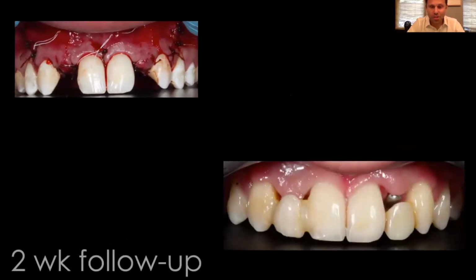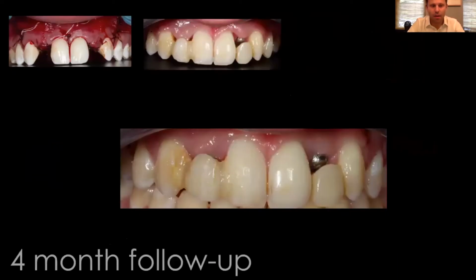So this is what the tissue looks like 2 weeks afterwards. Obviously, I put back the Maryland bridges that he had originally. I just secured them to the adjacent teeth. I didn't want to load this case immediately, but 4 months later, the tissue's healed and we are ready for final impressions.